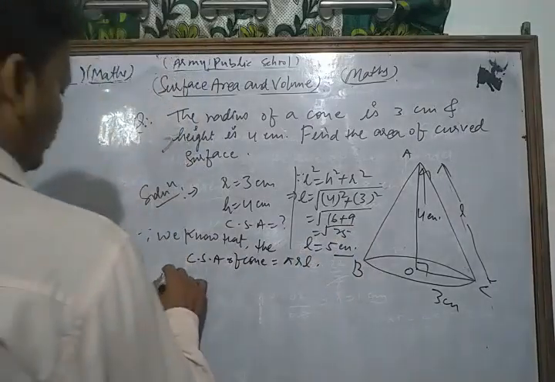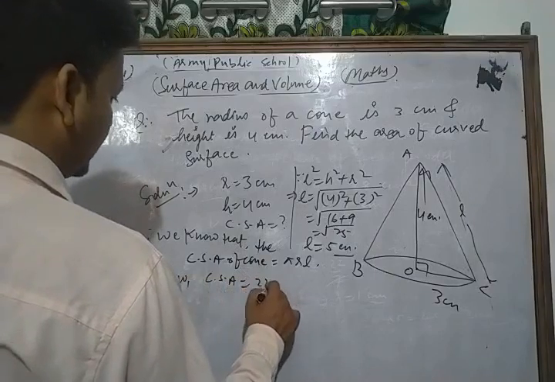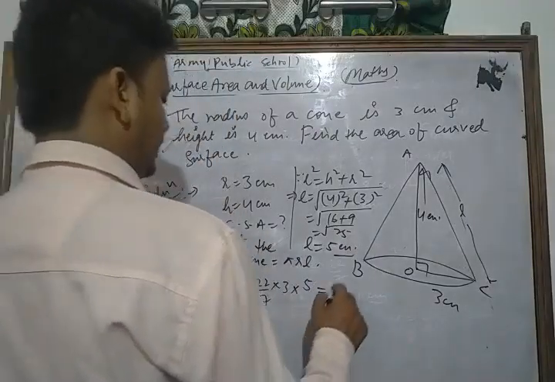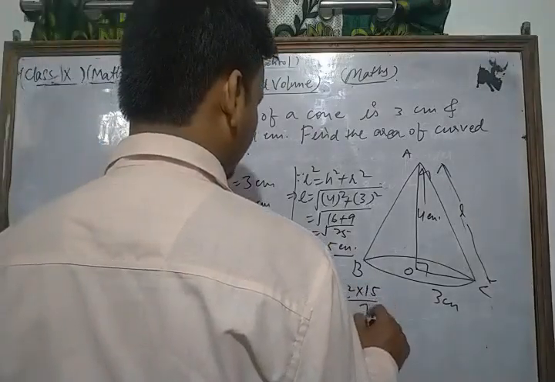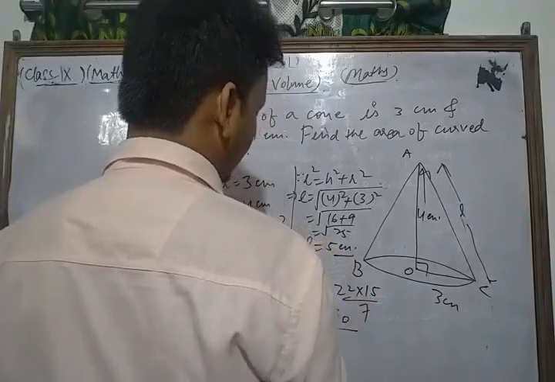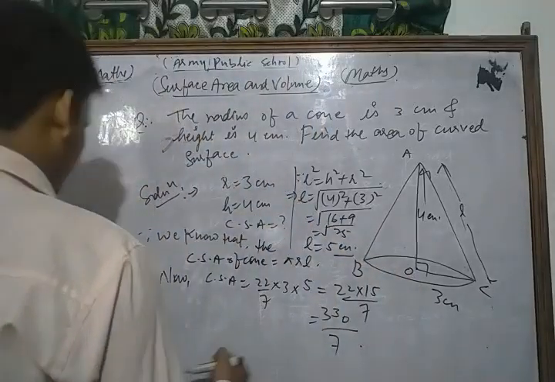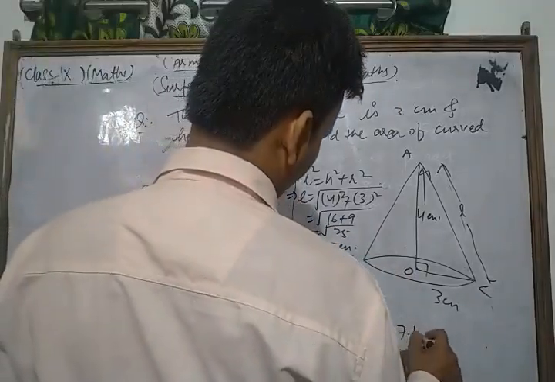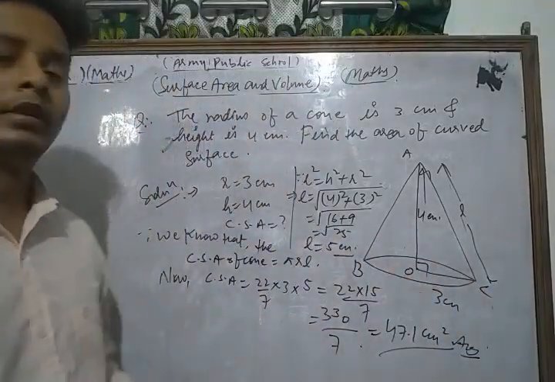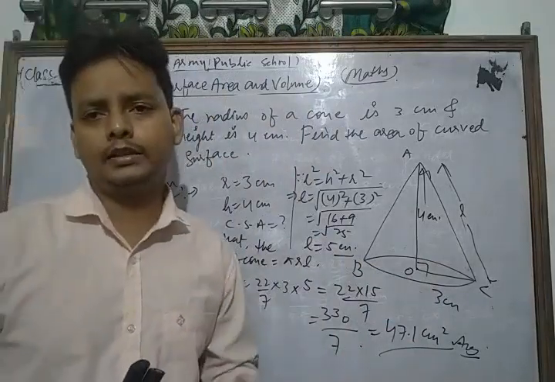Now we put the formula. Now CSA of cone, the value of pi is 22 upon 7, r is 3, l is 5. So 5 3s are 15, so 22 into 15 upon 7, that is 330 upon 7. Now after dividing them, we get 47 point something centimeter square. So dear student, in this way we discuss some important questions based on cube, cuboid, cylinder and cone.